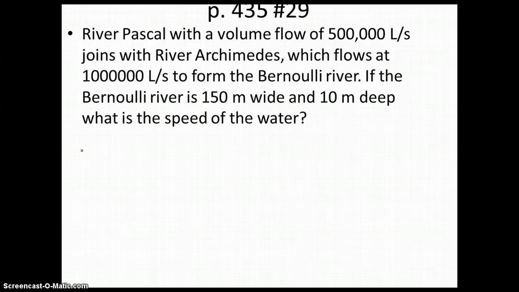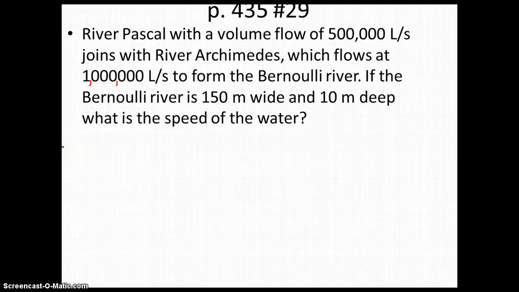It says the River Pascal, with a volume flow of 500,000 liters per second, joined with the River Archimedes, which flows at 1 million liters per second, to form the Bernoulli River. If the Bernoulli River is 150 meters wide and 10 meters deep, what is the speed of the water?